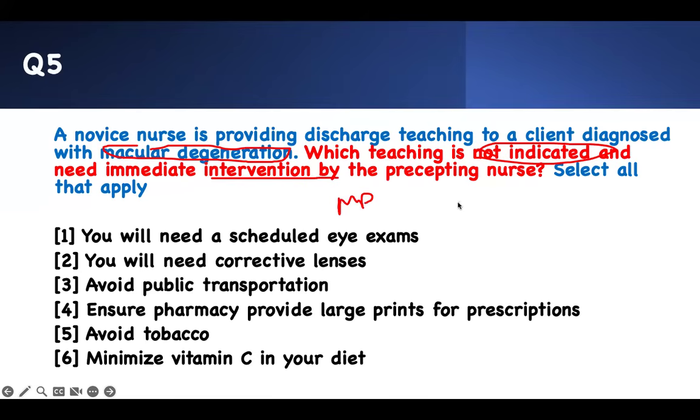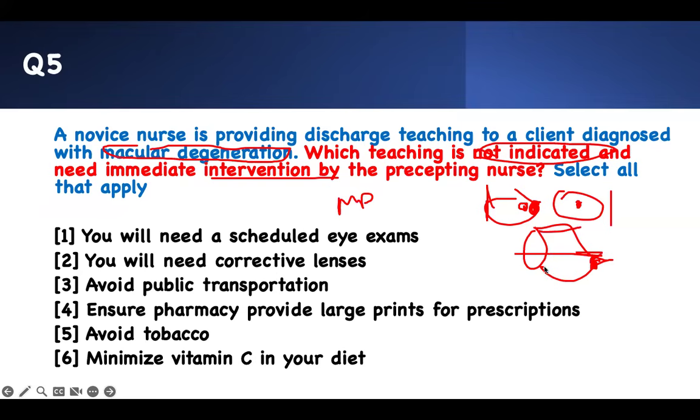What is macular degeneration? People with macular degeneration, what do they have? They lose their central vision, right? But their peripheral vision is intact because the macula is part of the central portion of the retina. So if you lose it, you can't see straight; you see peripherally. So that's the key. Therefore, these people will need regular exams, and they will need corrective glasses. And they should not avoid public transportation because they can't drive anymore. So they should be using public transportation.